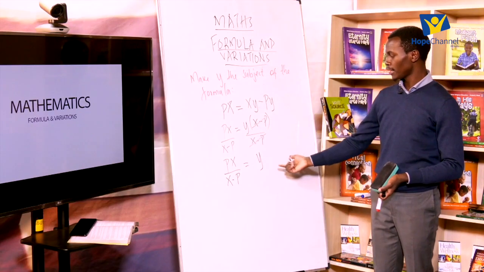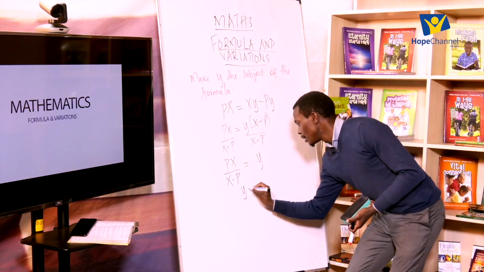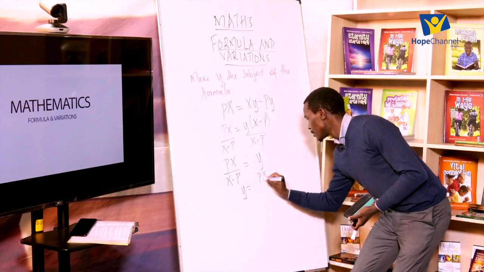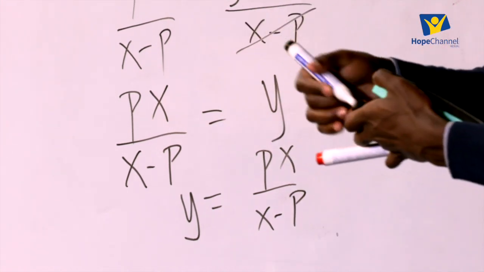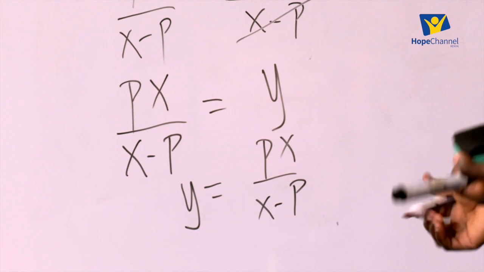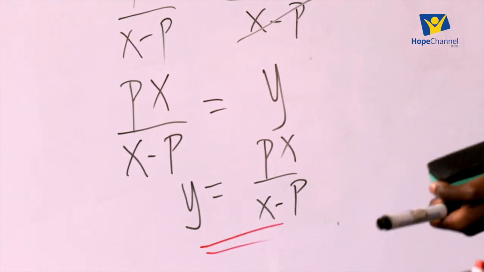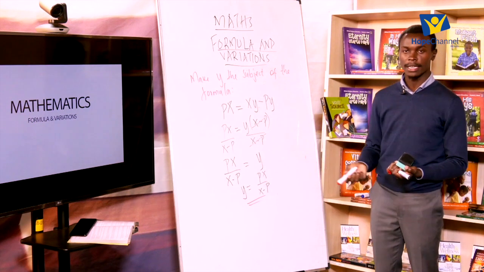So we can leave the answer as that, but as well you can rearrange it to have it as y is equal to px over x minus p. As simple as that, and we shall have obtained our answer as the y that is in the subject as the question was asking us.